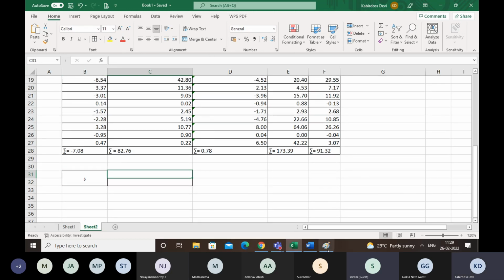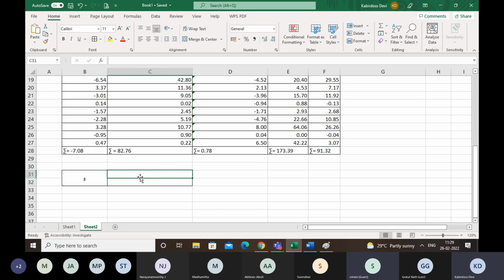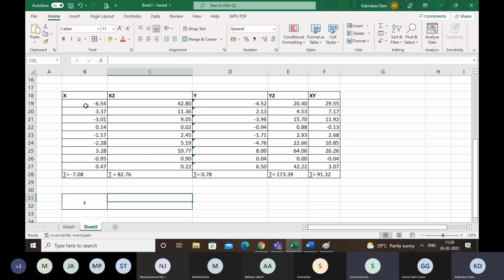Just take this formula. I think you have written it down. I'm just going to take the values for each one. What is n? n is the number of rows, the number of items. So 1, 2, 3, 4, 5, 6, 7, 8, 9. So I just put 9 here? Yes, 9.